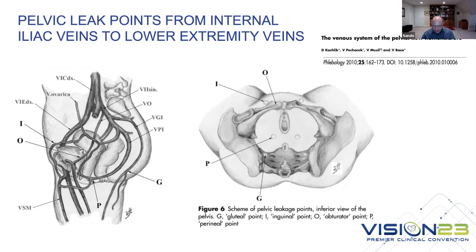The last case shows one of the four pelvic leak points from the internal iliac veins to the lower extremity veins and are demonstrated in this sagittal view and in this view from the inferior aspect of the pelvis. The leak points are the inguinal, obturator, perineal, and gluteal points.